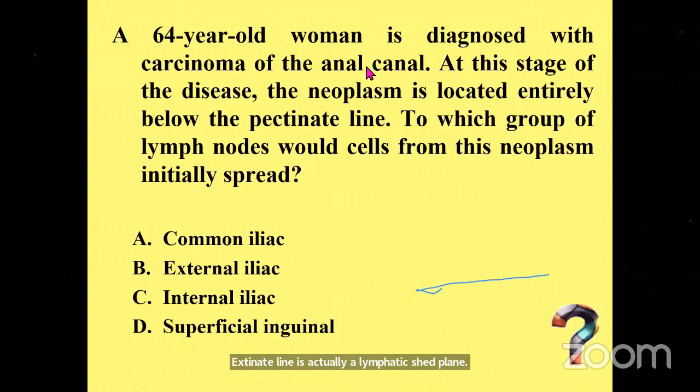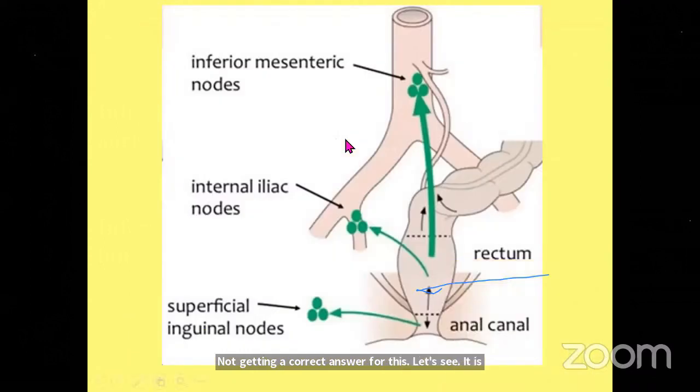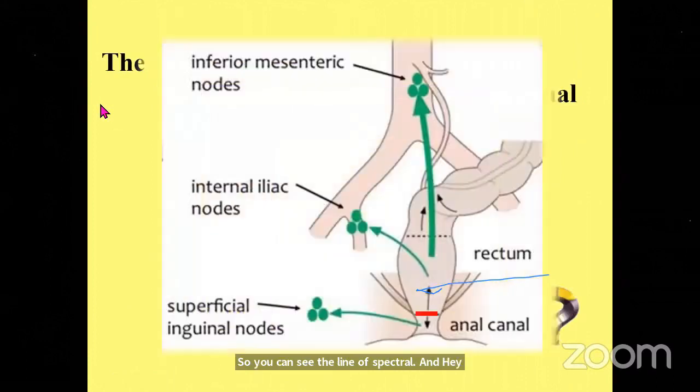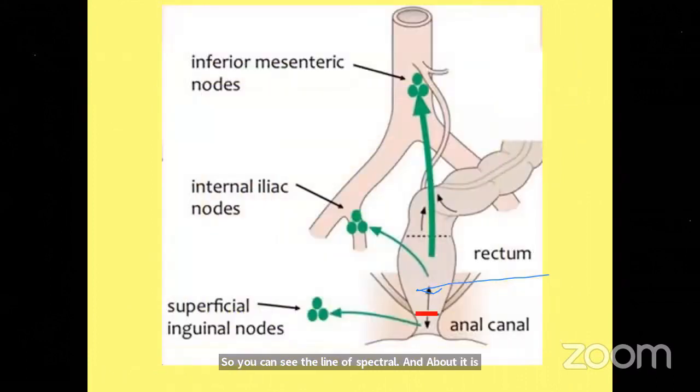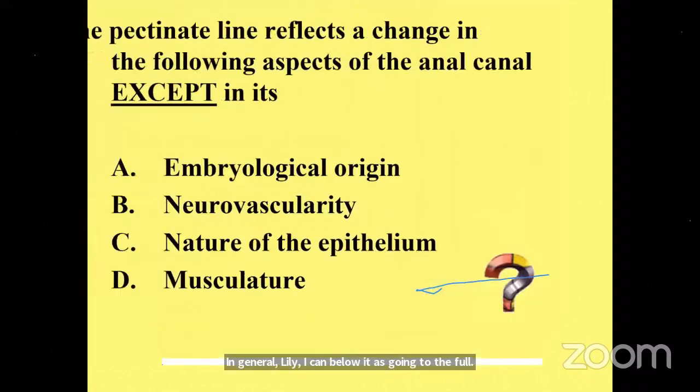Can someone answer this? Not getting a correct answer for this. Let's see. It is into the superficial inguinal nodes. So you can see the pectinate line, and above it is going to internal iliac and below it is going to the superficial inguinal nodes. Okay. So that is actually a watershed plane.